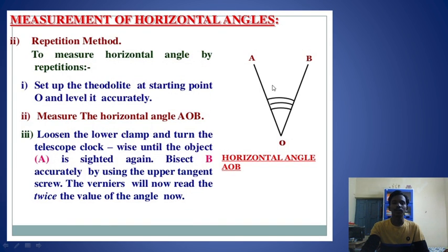Now let's move to the procedure. As I mentioned earlier in the direct method, placing the theodolite at station O and setting vernier A by unclamping the upper clamp screw is the same. Again loosen the lower clamp screw and direct the telescope towards object A and bisect object A. Now unclamp the upper clamp screw and direct the telescope towards object B. Now read the vernier A and B readings and note them down. Now again loosen the lower clamp screw and bisect object A.